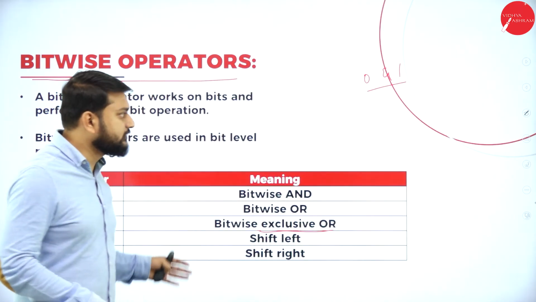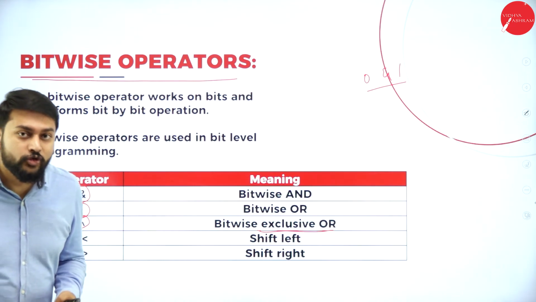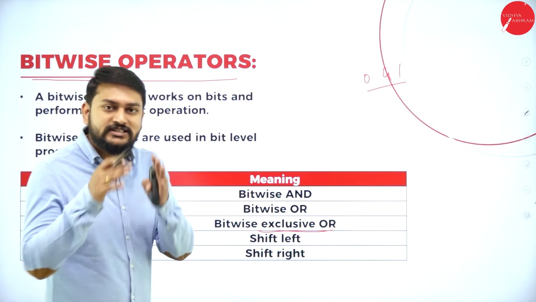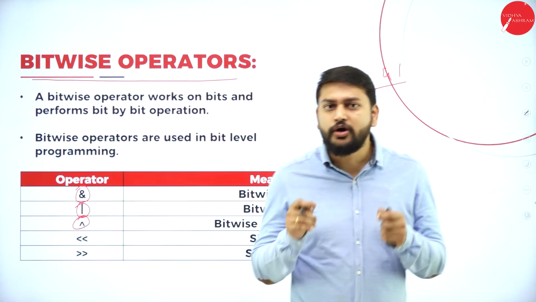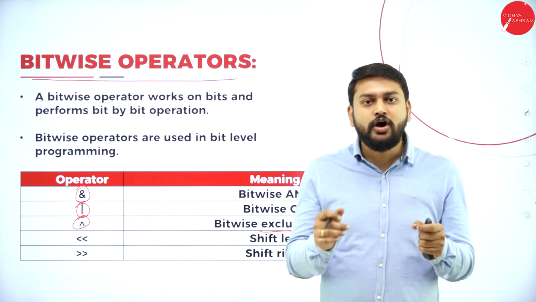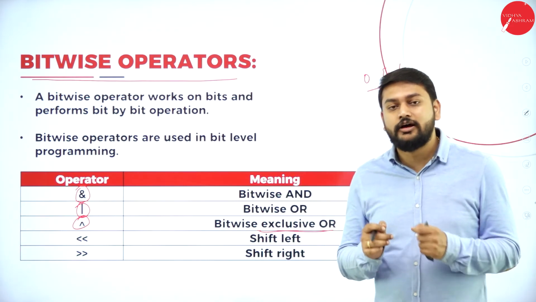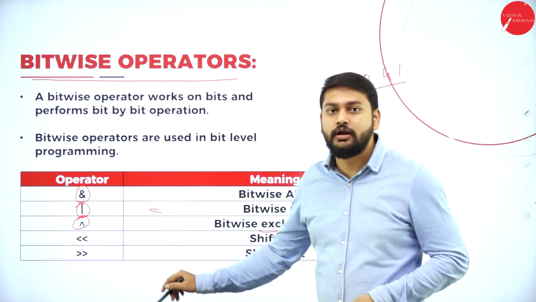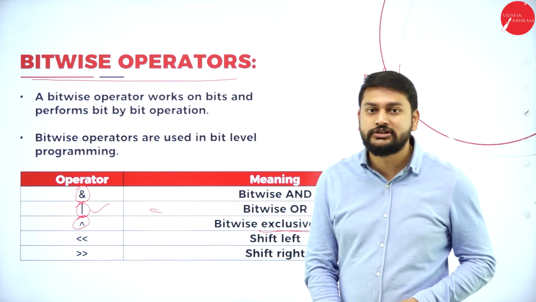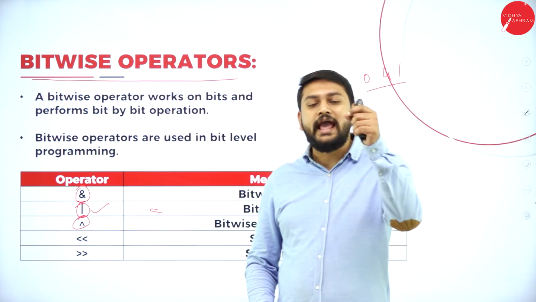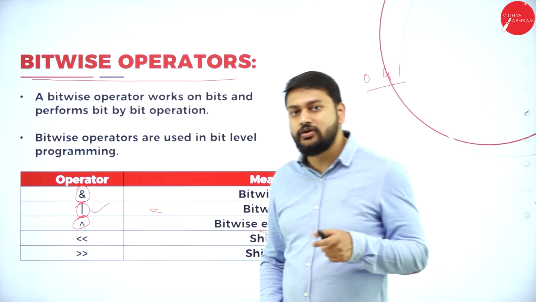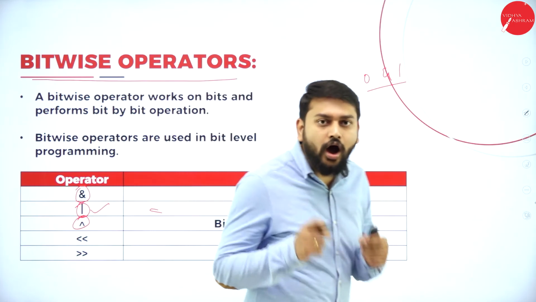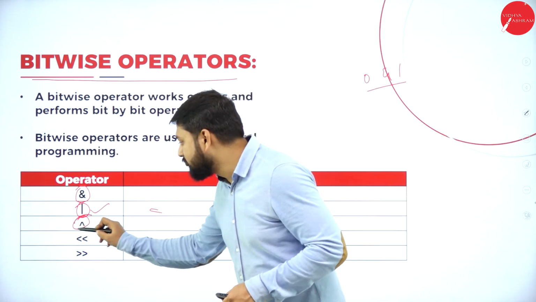I will be doing it with the help of binary digits, that is, bits, zeros and ones. That is what you need to understand. If I want to calculate the AND operation with respect to binary digits, I should use this symbol. If I want to calculate the OR, I will use this. There is something called exclusive OR. If I want to calculate the exclusive OR, I should use this symbol.